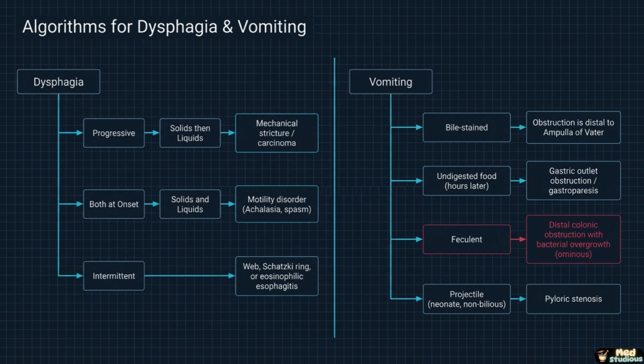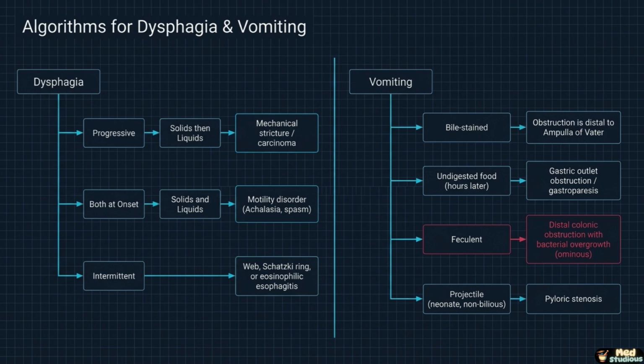or scleroderma-related dysmotility. Intermittent dysphagia points to a structural but non-progressive lesion, an esophageal web, a Schatzky ring, or eosinophilic esophagitis, increasingly common and often missed. For vomiting, the content tells the obstruction's location with remarkable precision.